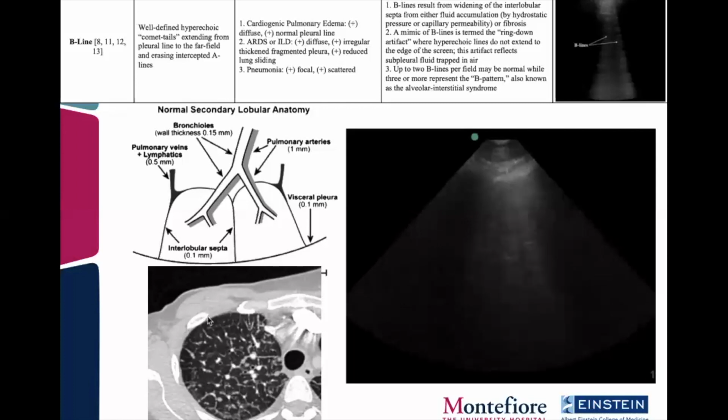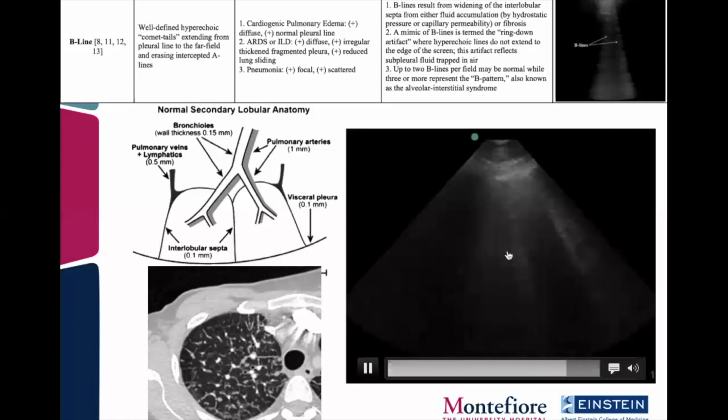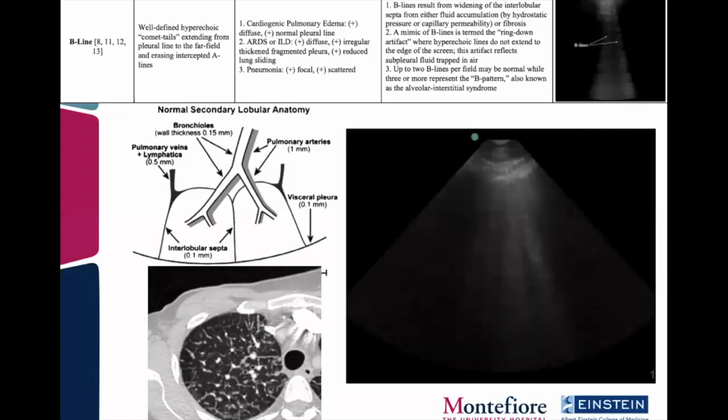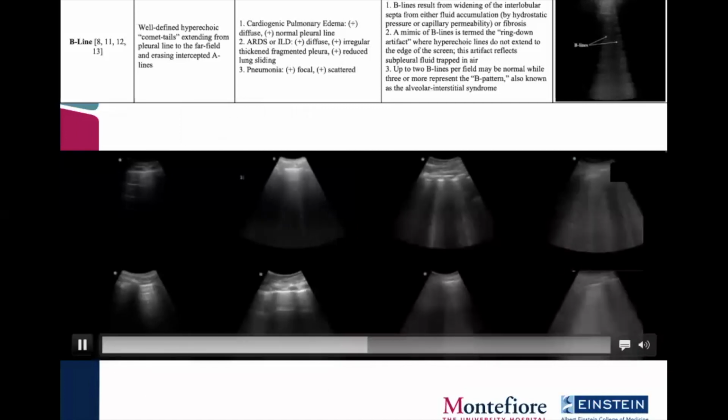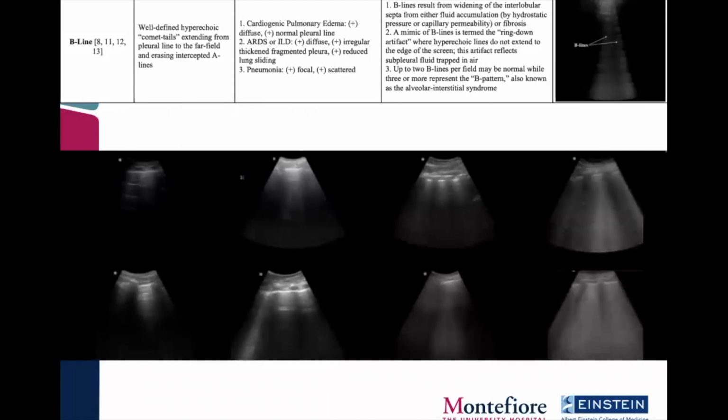Here on the CAT scan, we see prominent interstitial markings and septal widening, which on ultrasound would look like these diffuse B lines. Up to 2 B lines per field may be normal, while 3 or more represents a B pattern. Another term for it in the literature is alveolar interstitial syndrome. If you concurrently evaluate the pleural line with B lines, it can help define the etiology.